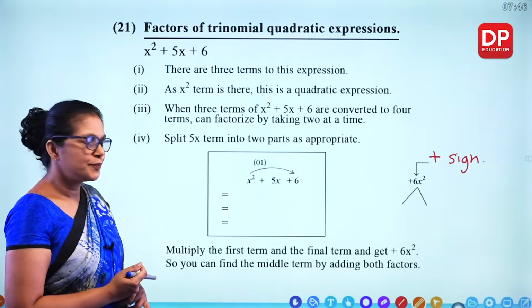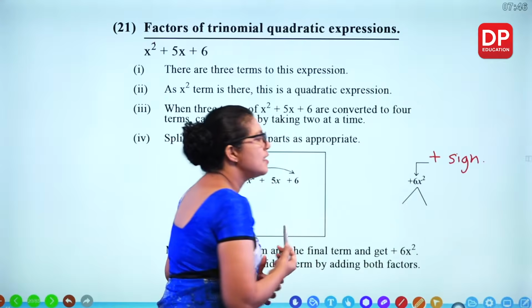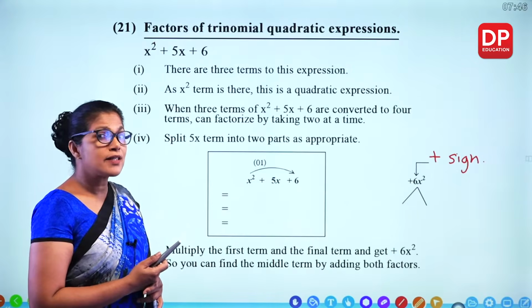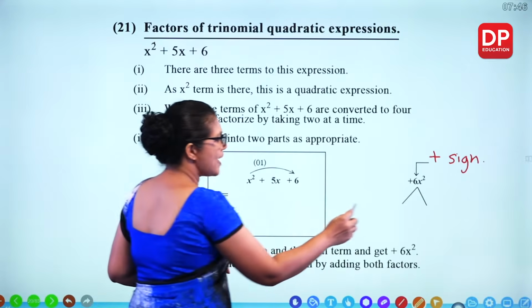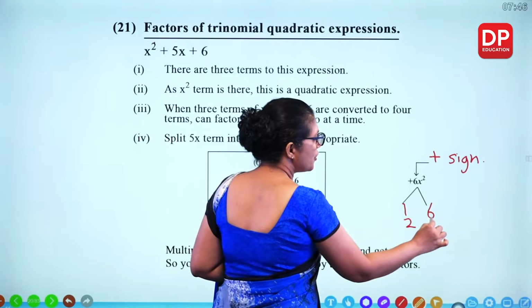Then what you do? You are trying to find out factors of 6x squared. So we'll first look at the number. What are the factors of 6? We know that's 1 into 6, 2 into 3.